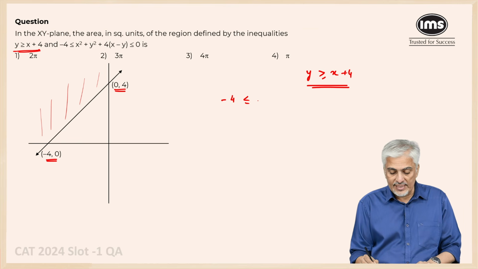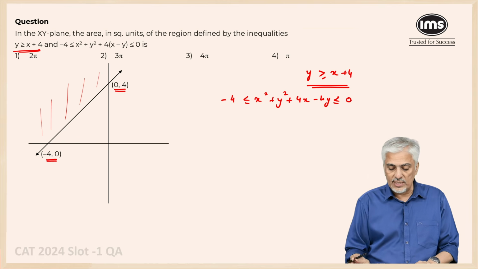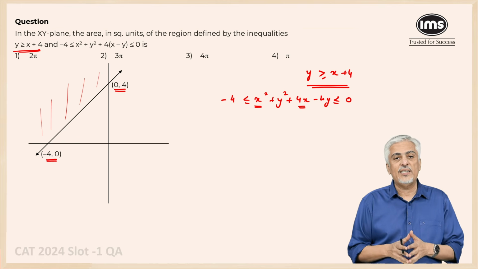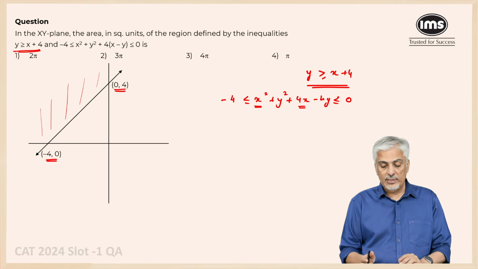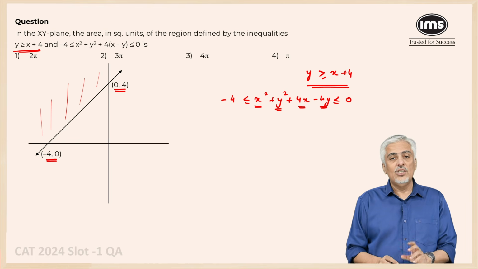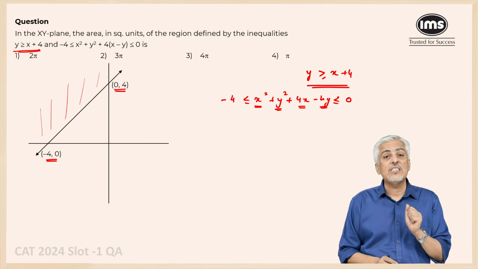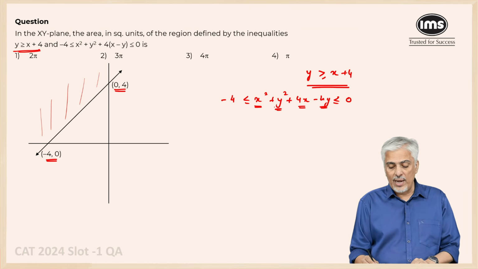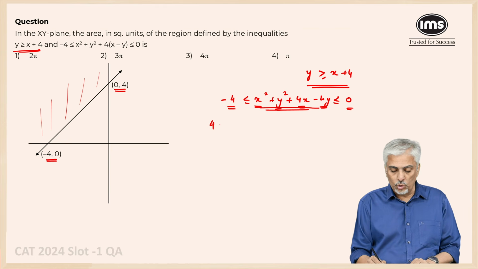Minus 4 less than or equal to x square plus y square plus 4x minus 4y less than or equal to 0. Now, over here, I needed to make it a perfect square. What do I need with x square plus 4x to make it a perfect square? I need a plus 4. And with y square minus 4y also I need a plus 4 to make it a perfect square. So that I can write it in the form of an equation of a circle. So I need to add 8 here. So obviously I'll have to add 8 everywhere, and I'll get 4 over here.